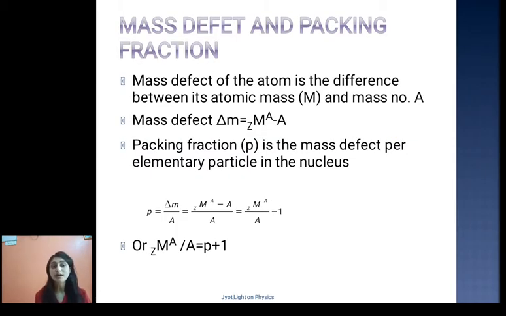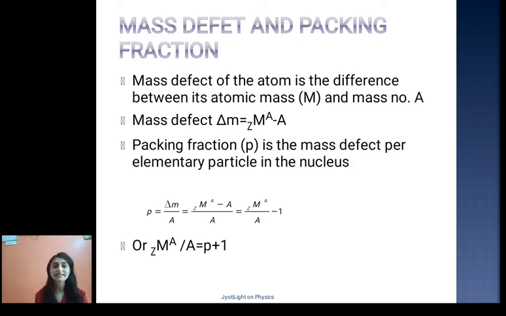Let's talk about mass defect and packing fraction. Mass defect we have already discussed. So what is mass defect? Mass defect of the atom is the difference between its atomic mass and mass number. So basically mass defect is ZMA minus atomic mass number A. Here we have to define a term, packing fraction. Packing fraction is the mass defect per elementary particle in the nucleus. That means delta M upon A is nothing but packing fraction.